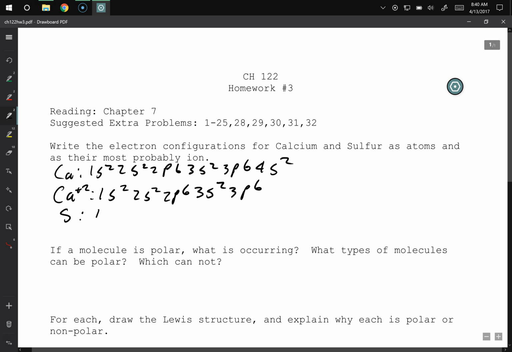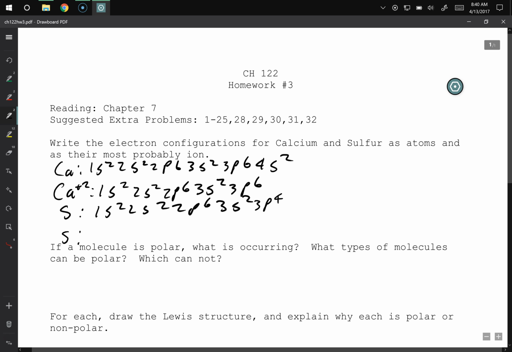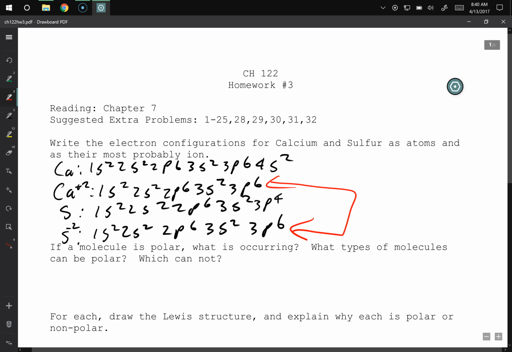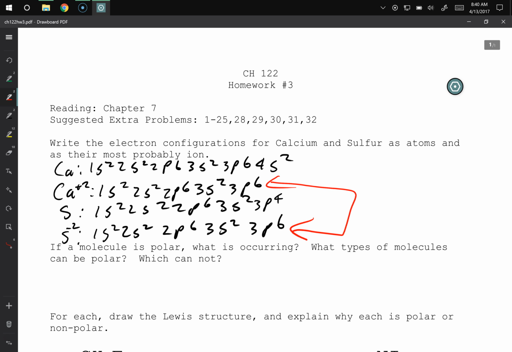So then I've got sulfur, 1s2, 2s2, 2p6, 3s2, 3p4. And sulfur's most common ion would be what? Minus 2. It's going to gain 2 electrons. And so then we're going to be 1s2, 2s2, 2p6, 3s2, 3p6. So these two have the same electron configuration just because of their proximity. They're both going to end up trying to look like argon. Okay.